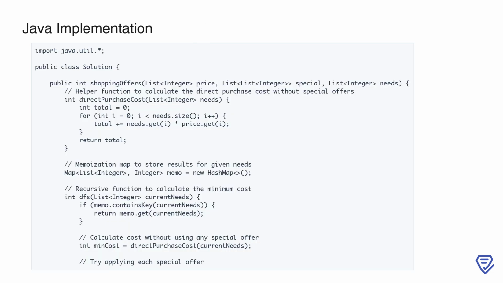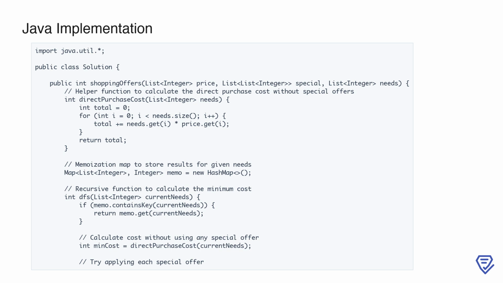Here, we start implementing the solution for the shopping offers problem in Java. First, we import the necessary utility classes and define the solution class. Inside it, we have the main method, shopping offers, which takes 3 parameters: the price list of individual items, the list of special offers, and the list of needs that specifies the quantity required for each item.